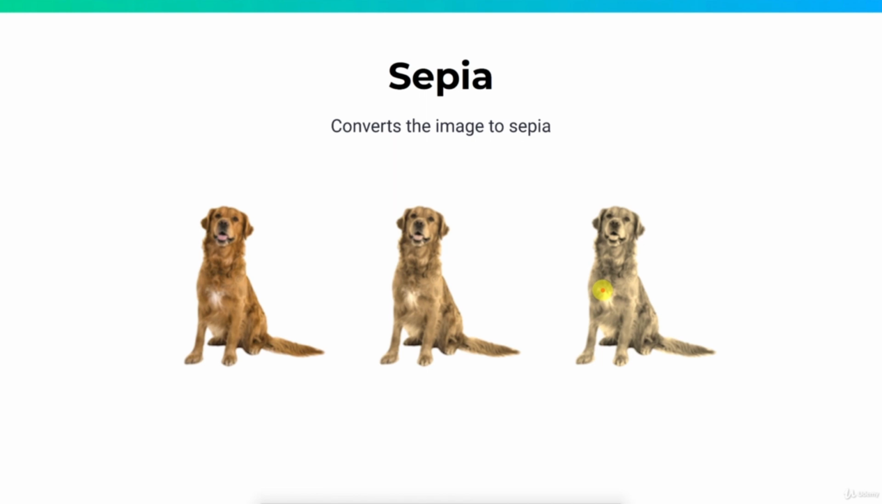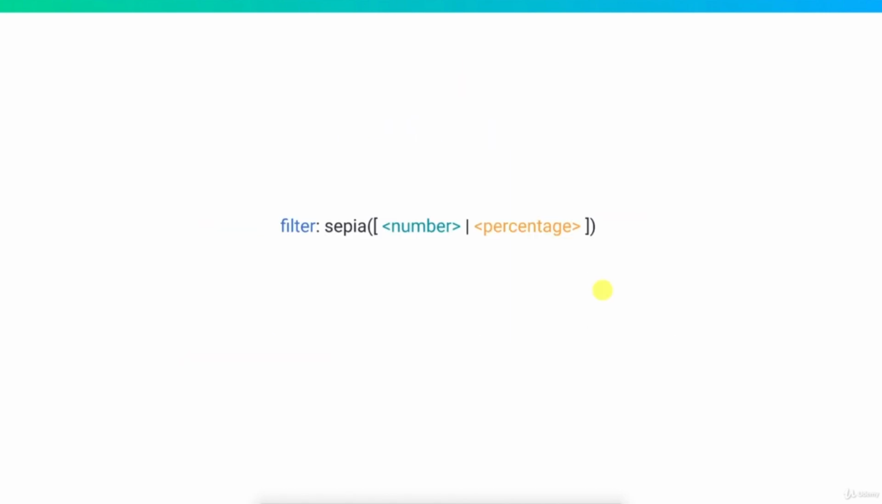Well, obviously we're gonna dig deep into code, but before that, let me tell you what kind of value you can pass into the sepia function as a parameter. So here we go. This is our sepia function and you can pass a number or percentage value as a parameter inside this sepia function. So now let me go to my editor where I'll show you this sepia function in action.